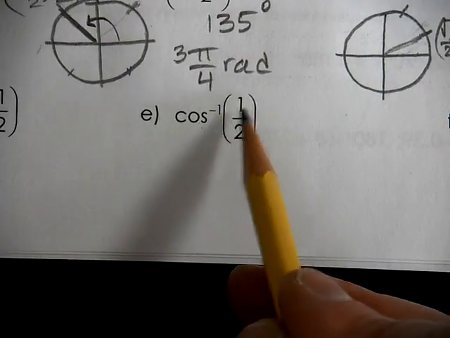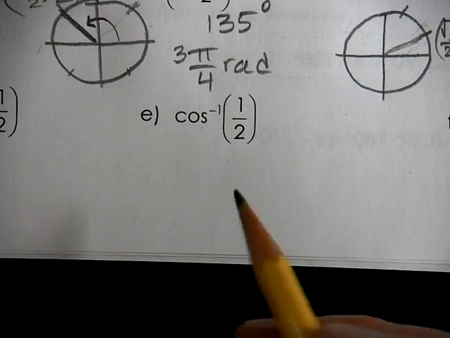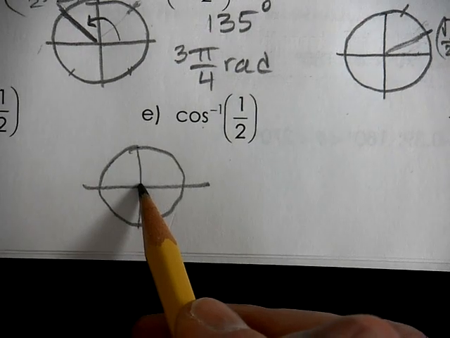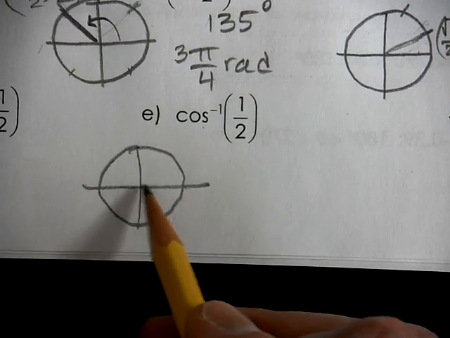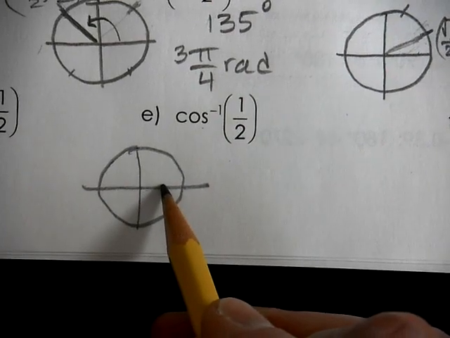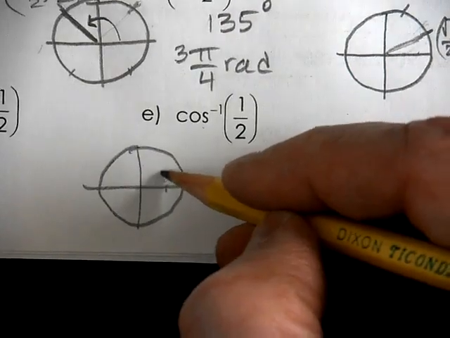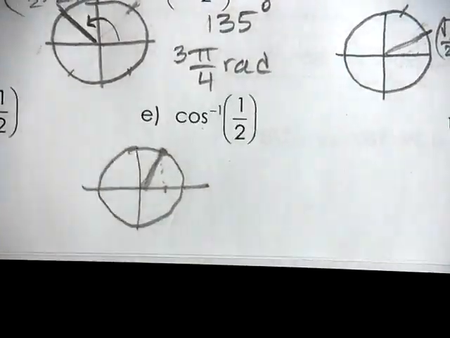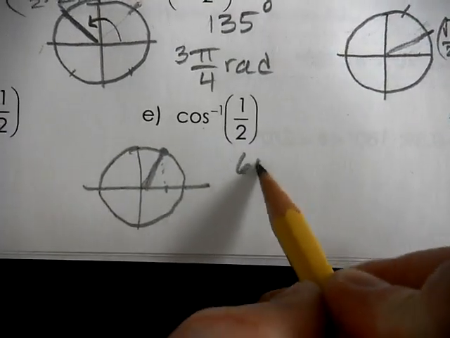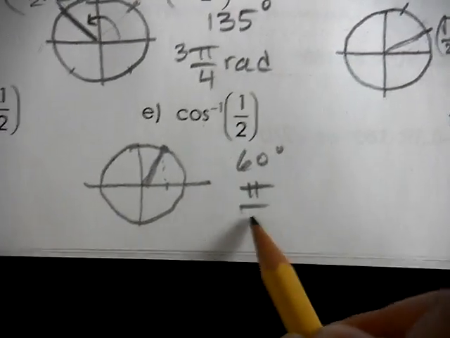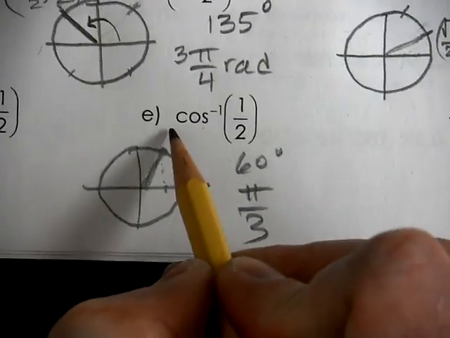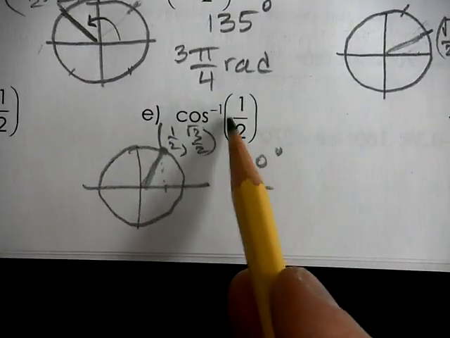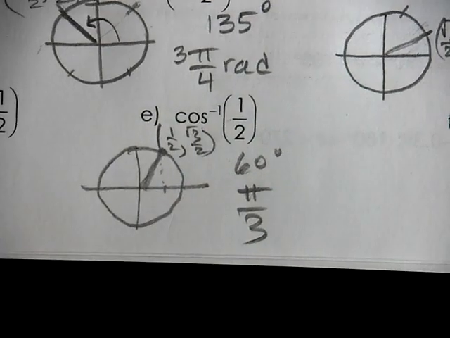Where is cosine a half? Where's the x value a half? Well, if this is 0 and this is 1 in terms of your x values, half is right in the middle. So we go straight up to figure out where that value is. So what angle created that? A 60-degree angle created that, or pi over 3. This is the coordinate, half for x, root 3 over 2 for y. And the x value is a half, and that's at 60 degrees.